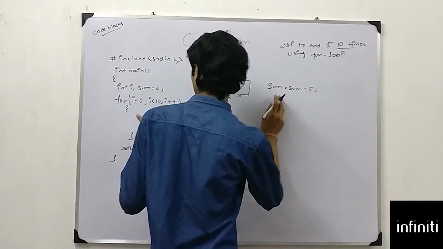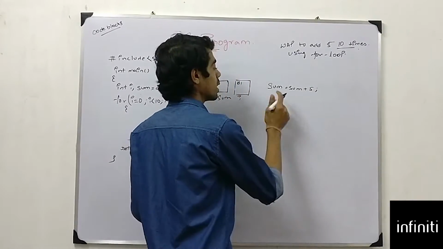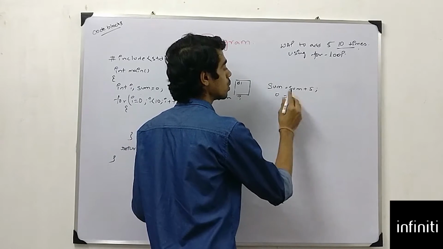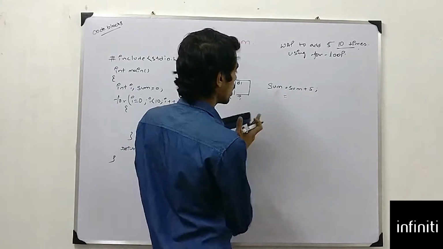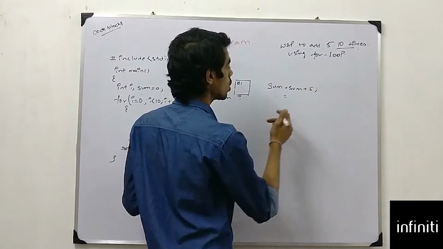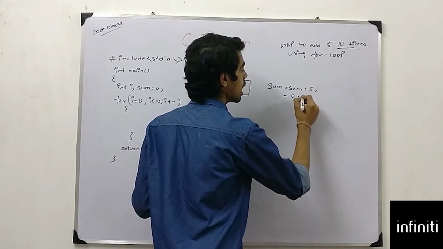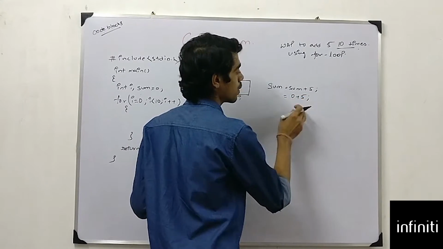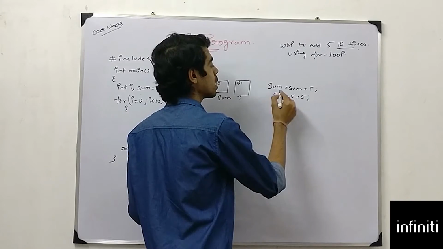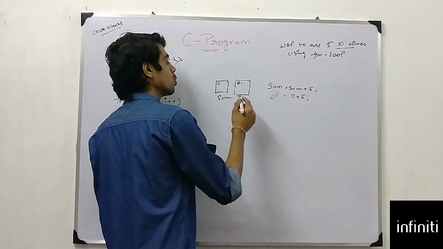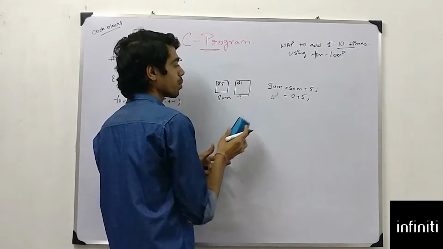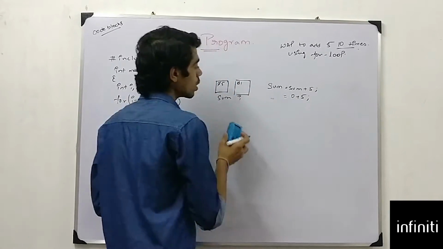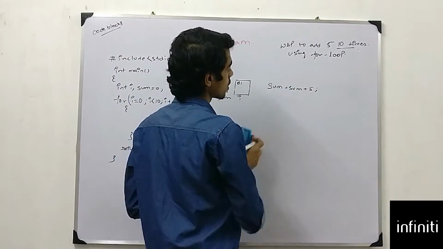Now, after getting inside this block, my sum is 0. After adding the RHS, 0 plus 5, which is 5, the sum will be overwritten with 5. So my new value of sum is 5.